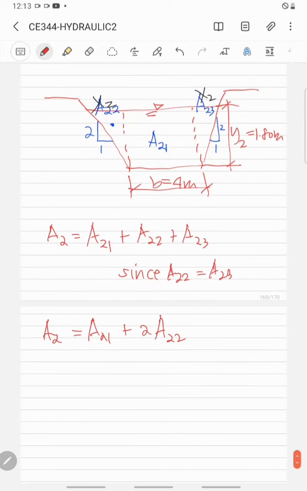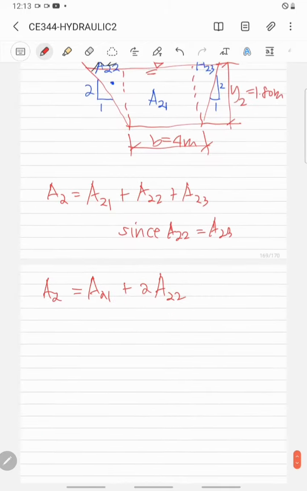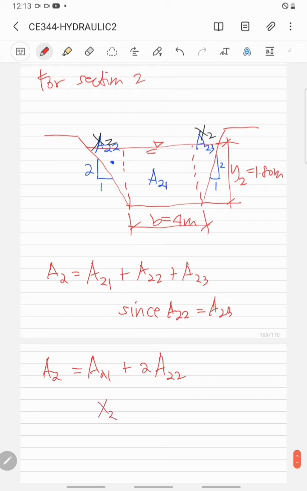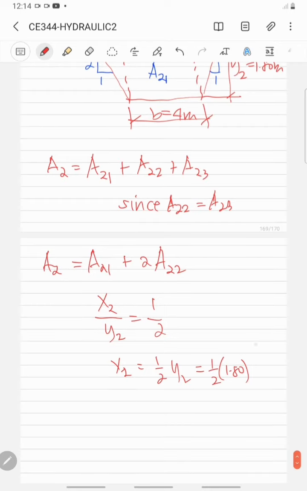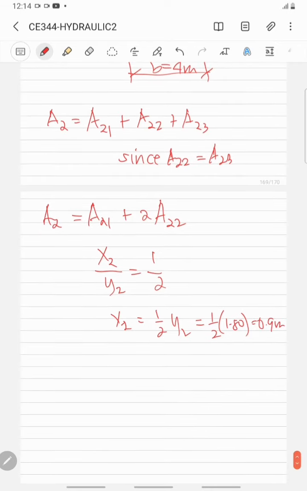Okay, so again we will compute the x2. That is equal to 1/2 of y2, and y2 is 1.8. So x2 is equal to 0.9 meters. We will compute the area of flow of section 2.